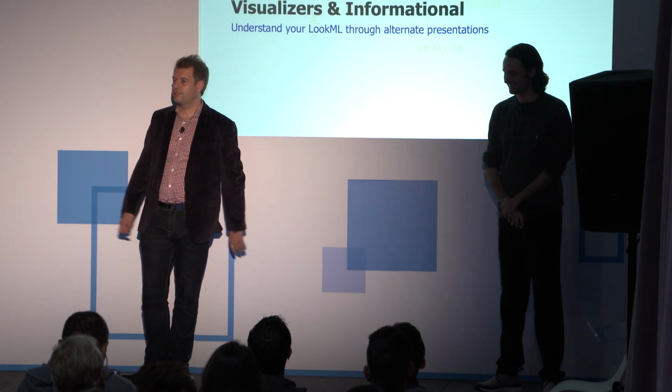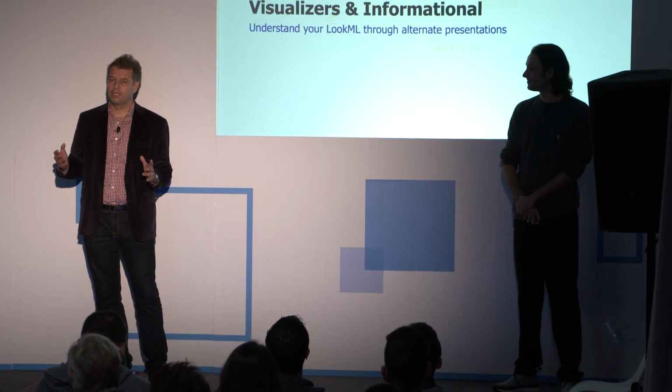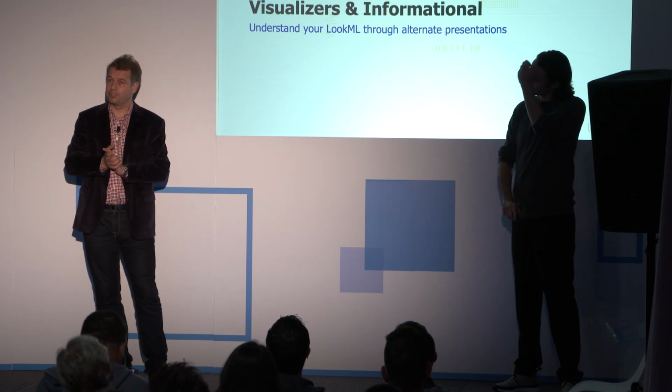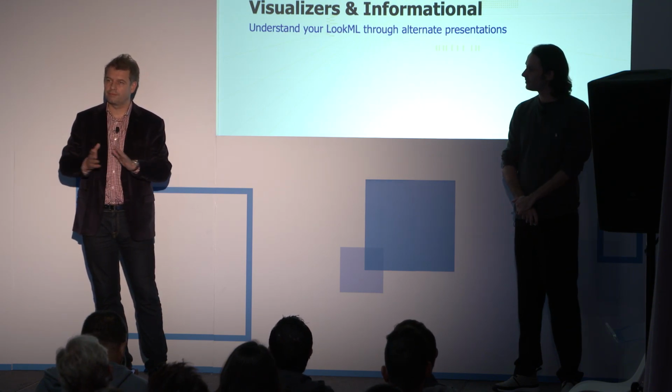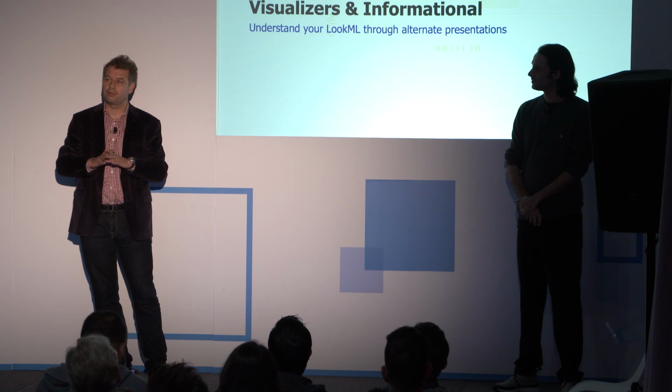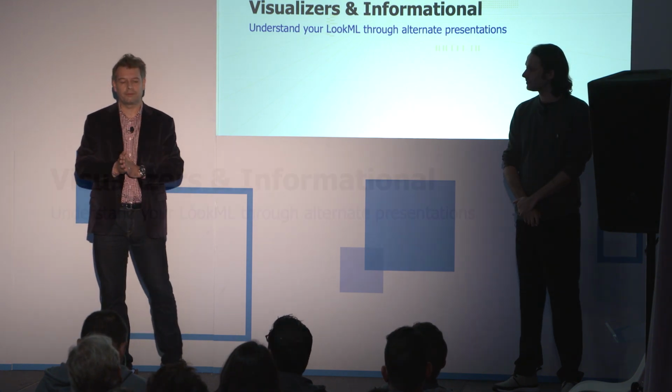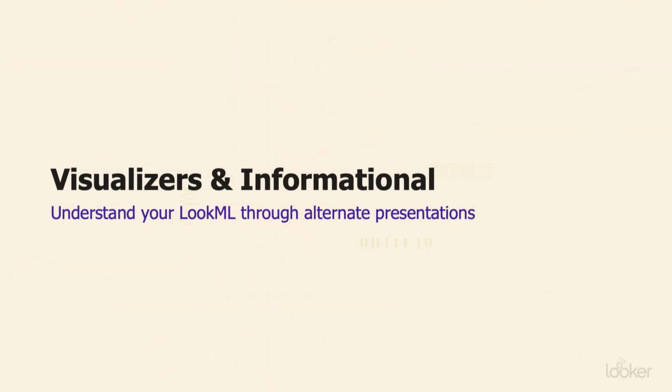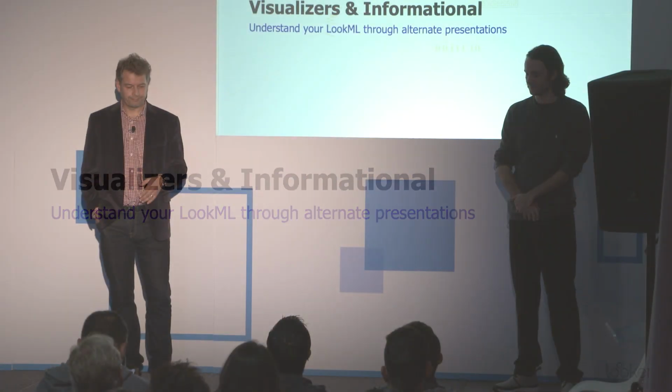So as your LookML repo grows, it can be hard to see the forest for the trees. You might have dozens or hundreds of files. It's hard to see the general structure and relationships among the LookML files. So this category is going to provide some visualization about the structure of your repo as a whole.